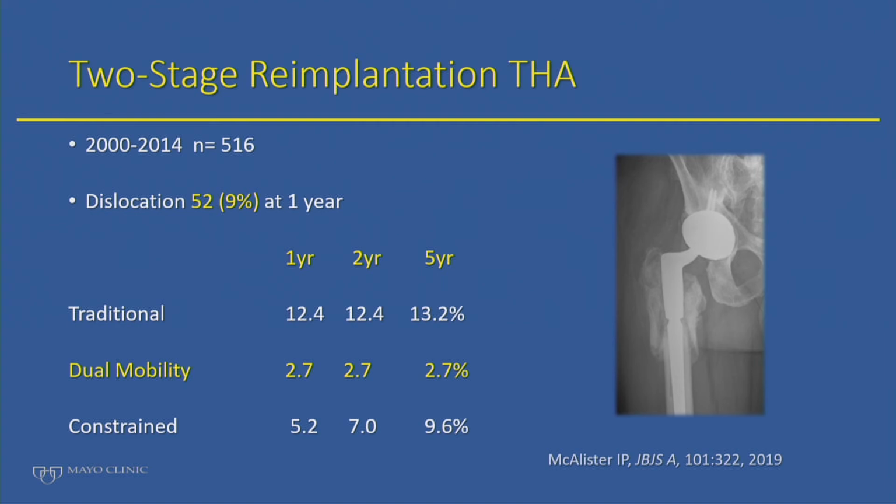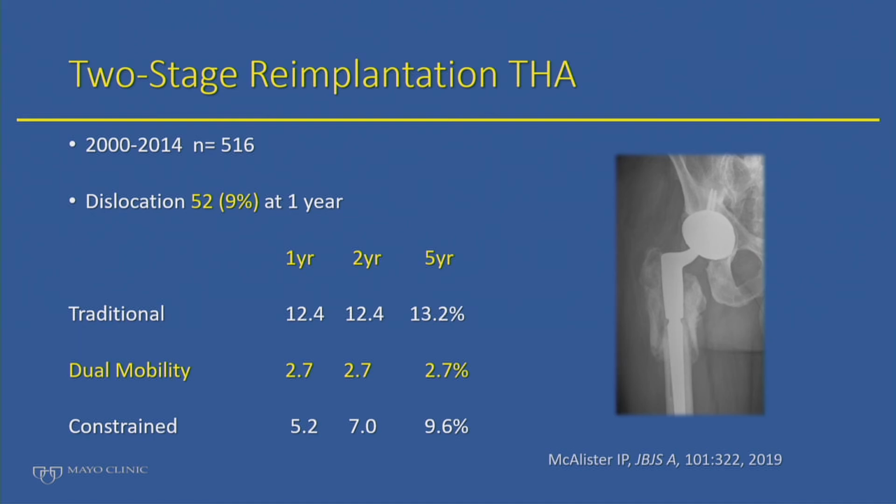We just looked up and reported earlier this year on over 500 two-stages, and we looked at traditional large femoral heads versus dual mobility constrained. The indications were whatever the surgeons wanted during that time, but look at that. At 5 years, the traditional femoral heads, 13% dislocation. If you drop down to constrained, 9% dislocated their constrained liners.